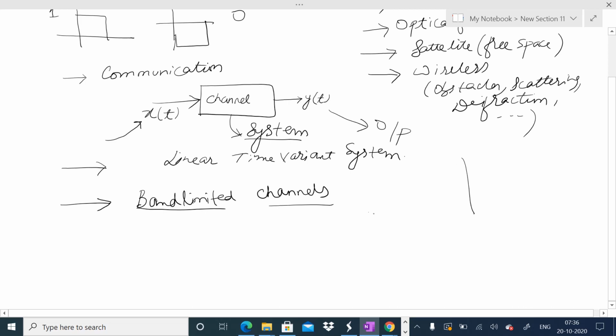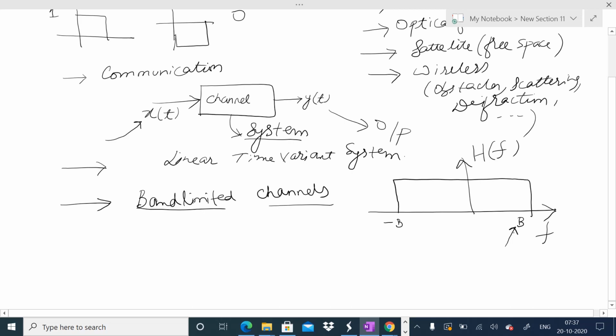If H of f is the frequency response of the channel, an ideal band limited channel will be something like this, rectangular. Suppose B is the bandwidth of this channel. It means this channel will allow signals up to frequencies of B bandwidth, in this range. If you transmit beyond this bandwidth, there will be huge distortion and you will not get the output.